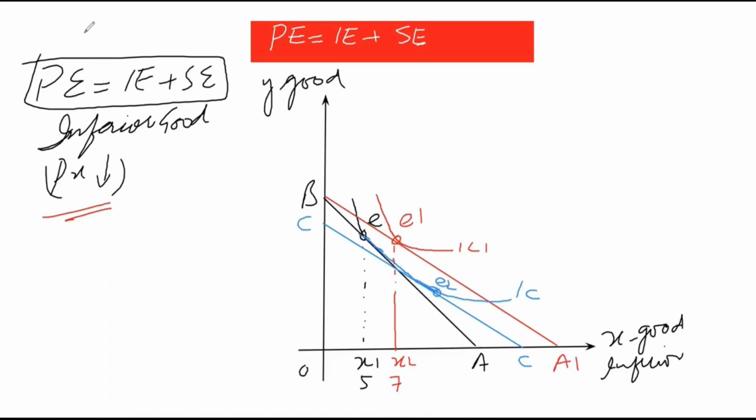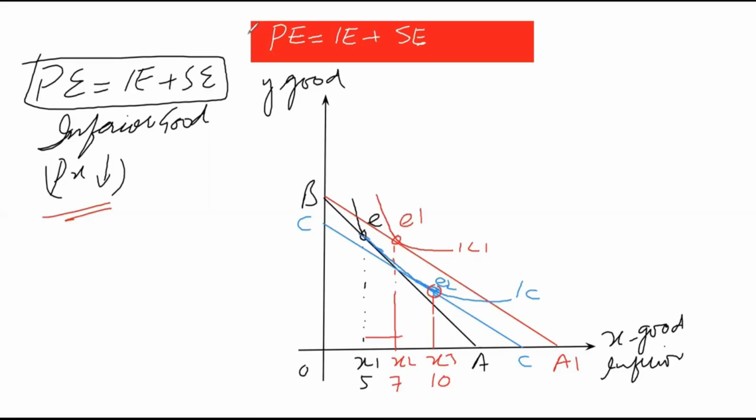So we will complete the initial IC curve, which we partially drew previously at point A, and now it will be extended to E2. The new equilibrium is at E2, where the consumer would have purchased, if his purchasing power was kept constant, X3 quantity of X good, which is 10.